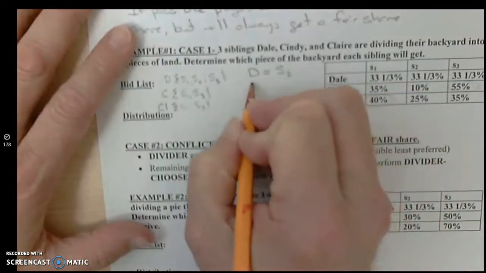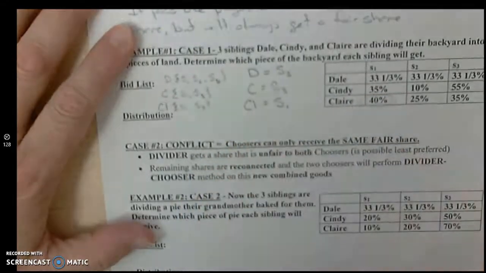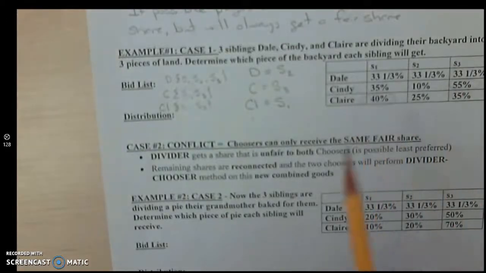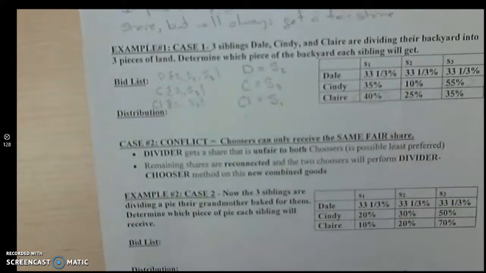So we're going to give Cindy plot 3, and we're going to give Claire plot number 1. And that way, everybody gets their fair share. Okay? So if you really think about it, if a fair share is 33 and a third percent, then in Cindy's mind, she actually got way more than a fair share. And Claire also got more, maybe not as much as Cindy did, but Claire did get more in what she thought was a fair share. So this is how the lone divider method works.